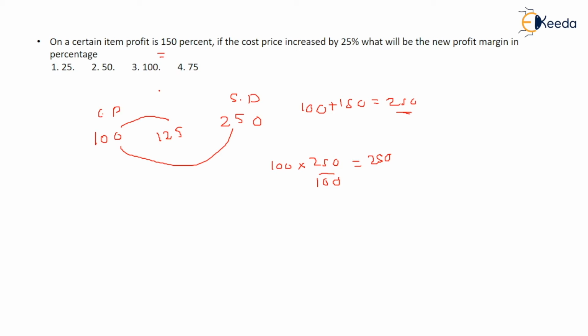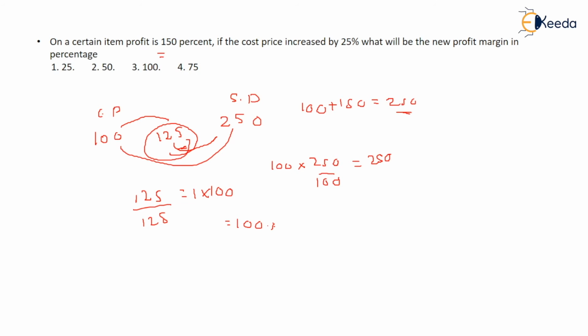The cost price is increased by 25%, so the new cost price is 125. What will be the new profit margin? He is gaining 125 rupees, and he invested 125 rupees from his pocket. So actually he is getting a 100% profit margin. This is how you need to solve it.